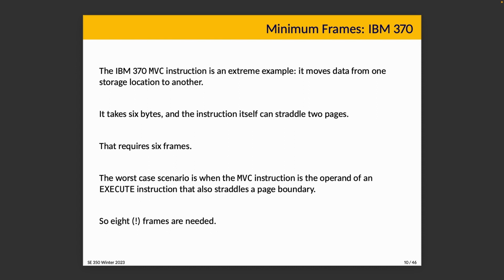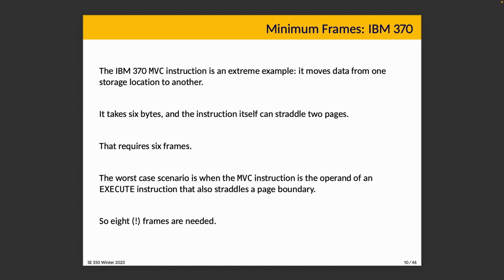Different architectures have different things. I mean, this is ancient history for sure, but the IBM 370 had an MVC instruction, which moves data from one storage location to another. And the instruction itself is 6 bytes, and it's possible that the instruction straddles a page boundary just because of good or bad luck, depending on how you want to think about it. And so it could potentially require 6 frames for the source and the destination if they also straddle page boundaries.